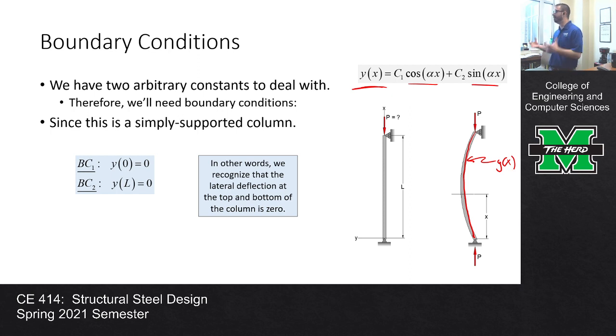And so what I need are some boundary conditions in order to solve for those constants. What I know is that Y equals zero right here and Y equals zero right there. Those are my boundary conditions. So the boundary conditions are Y equals zero at the bottom and Y equals zero at the top, or at X equals zero and X equals L, the length of the column, okay? Everybody with me so far?